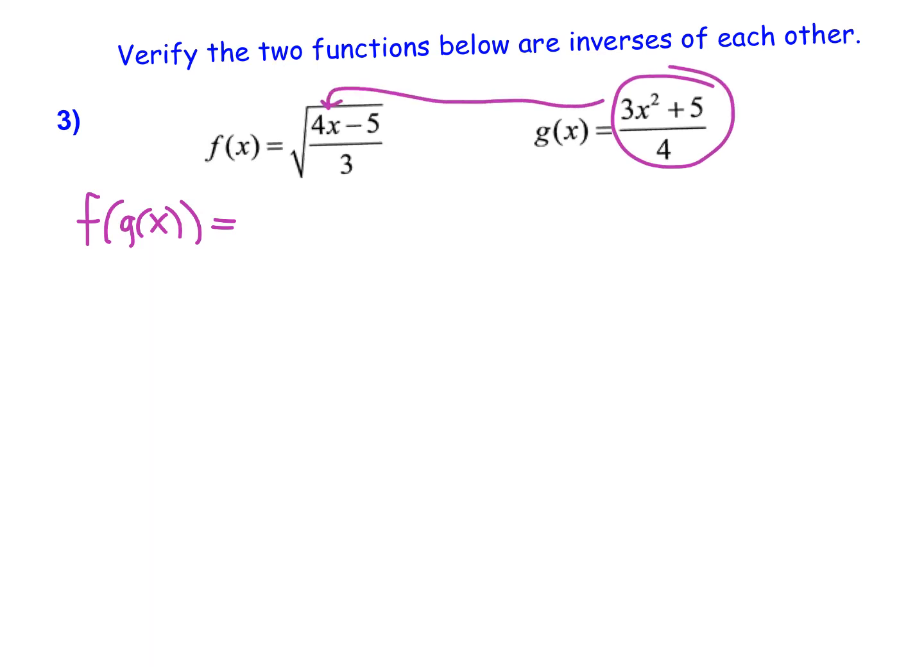in this particular function. So we have the square root of 4 times, I know this is going to get messy, 3x squared plus 5 over 4, all minus 5, all divided by 3. I know that this looks messy. Just give it some time, because if they are inverses, this is actually going to work out really, really nicely.